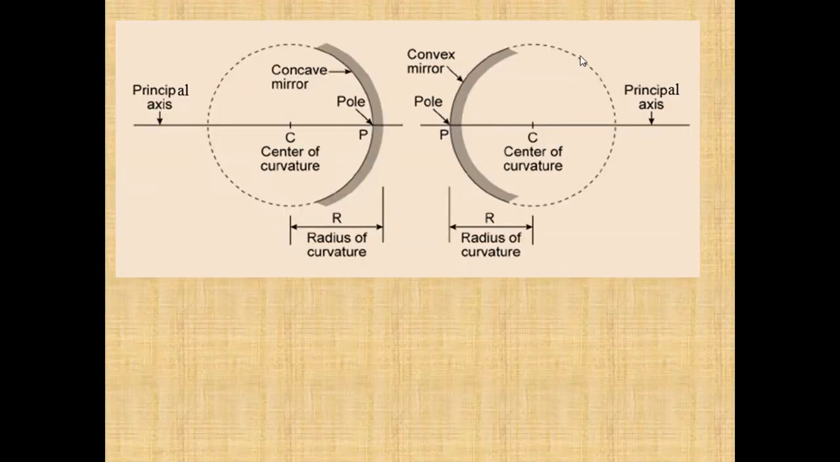So here are the few terms. This is the pole, the geometrical center of the mirror. This line is known as the principal axis. This reflecting surface is known as the aperture, the diameter of this. Then this is known as the center of curvature, and the distance from this point to the surface of the mirror is known as the radius of curvature.